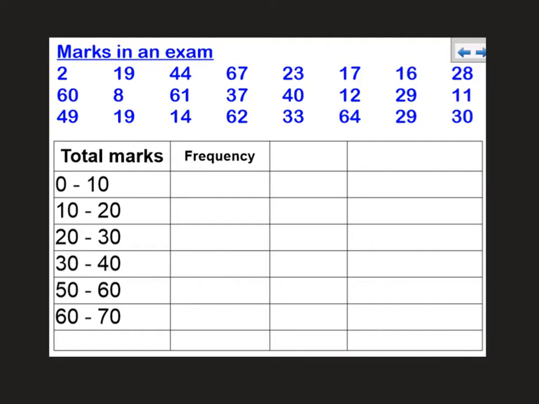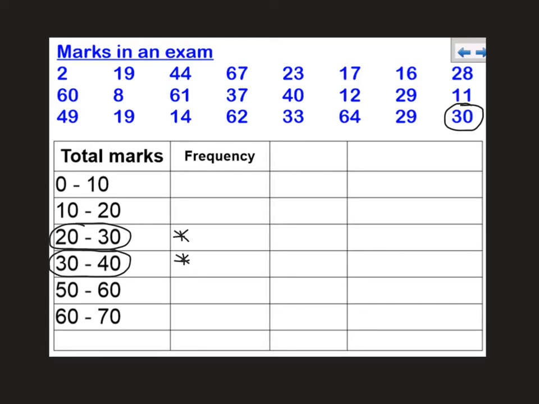So here I've got another frequency table of marks in an exam. Can you tell me what the issue is here with this table? So pause the video and have a think. Well, there are 2 main issues here. First of all, where am I going to put, for example, 30? Because if we look here, in this group here, I've got 20 to 30. But in this group here, I've got 30 to 40. So do I put it in here or do I put it in here?